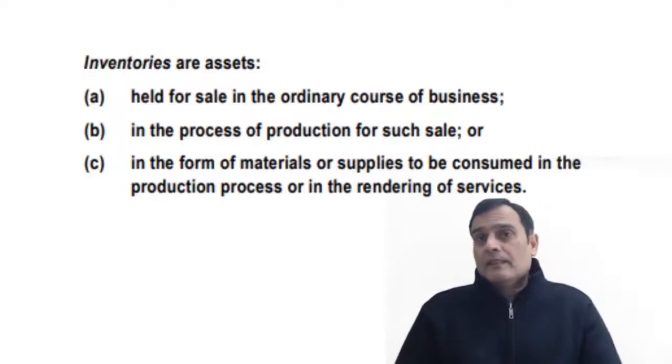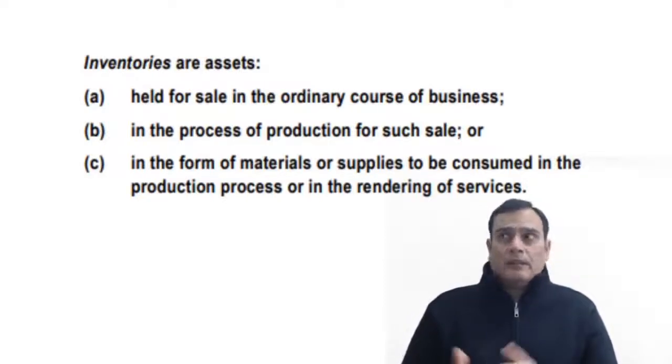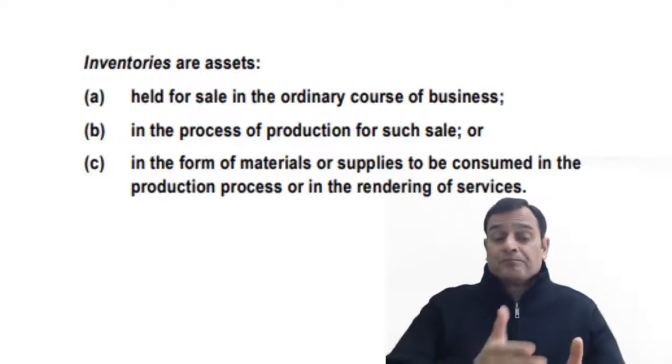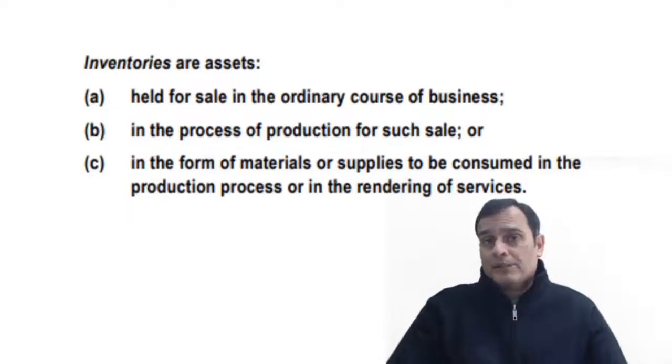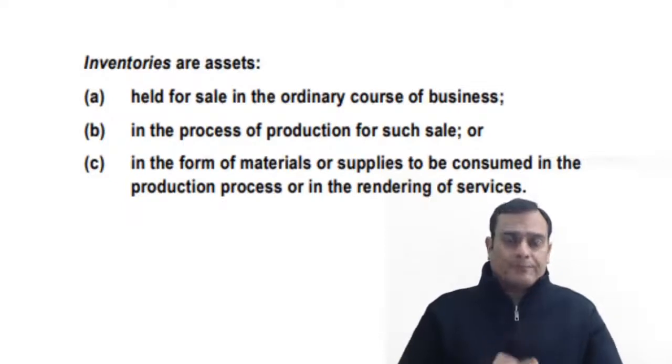now, I'm not saying that it's tangible or intangible, because inventories could be tangible or intangible. For example, if I am a software dealer, then in those cases the item is something which is intangible in nature. So whether it's tangible or intangible, what is important is that you need to first of all prove that it's an asset. That's one. Secondly, it should fit into either clause A, B or C.